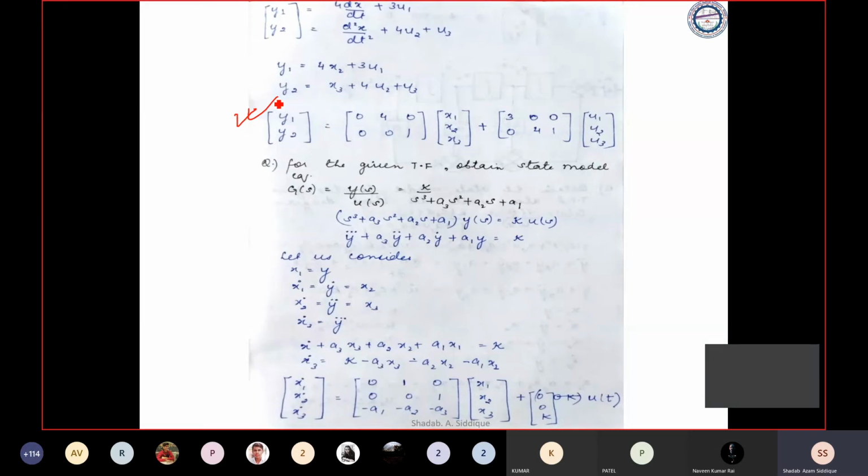Now another type of problem is where the transfer function is given, like Y of s divided by U of s, and we are trying to find the state model equation. What is the state model equation? It is the same: the state equation and the output equation. So we have Y of s divided by U of s equal to k divided by s cubed plus a3 s squared plus a2 s plus a1. That is given as a transfer function, and using it we are trying to find the state model. These are the basic things we are trying to understand.